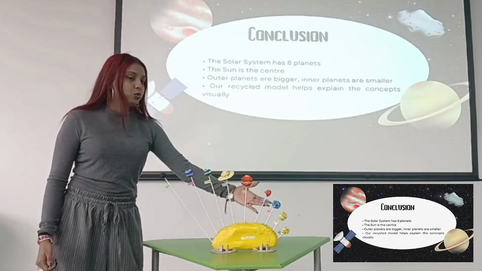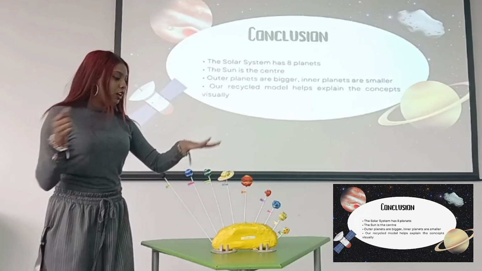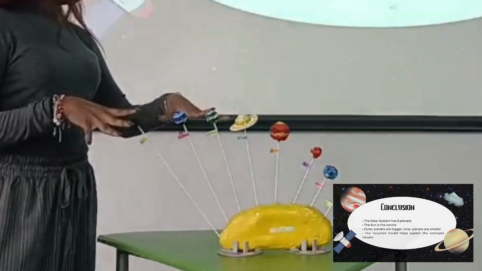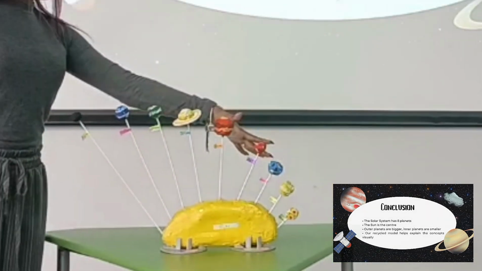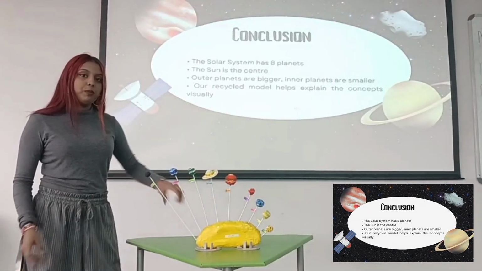The closer you are towards the sun, the faster you move around it. The further you are, the slower it moves. The outer planets are bigger and the inner planets are smaller, and we already discussed how the recyclable materials make it easier to explain the concept.